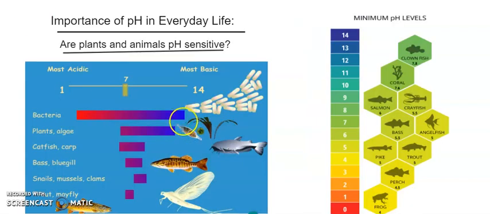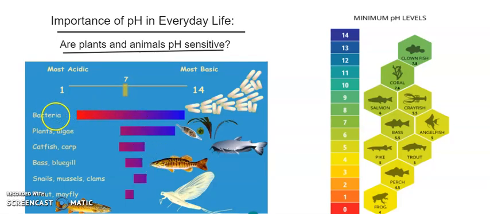Now we're going to talk about everyday life situations and living organisms that have pH in them, and how the pH of different solutions or substances affects them. The first is how plants and animals are so sensitive to pH. The fish, which are aquatic life, are very much affected by the pH of the water.